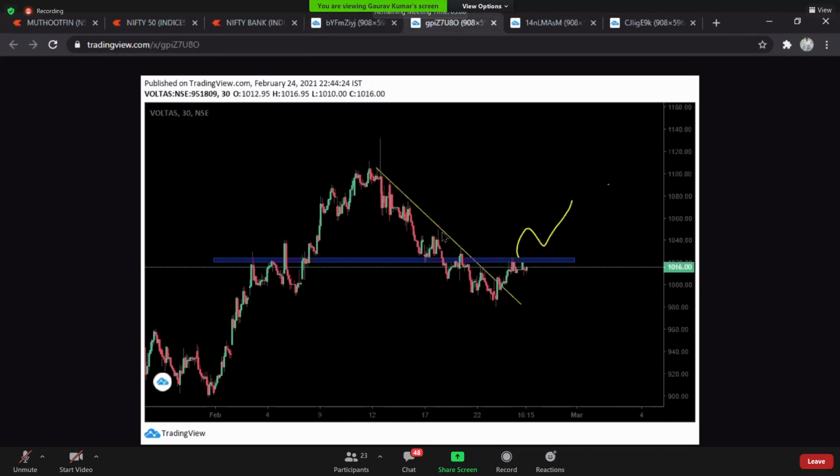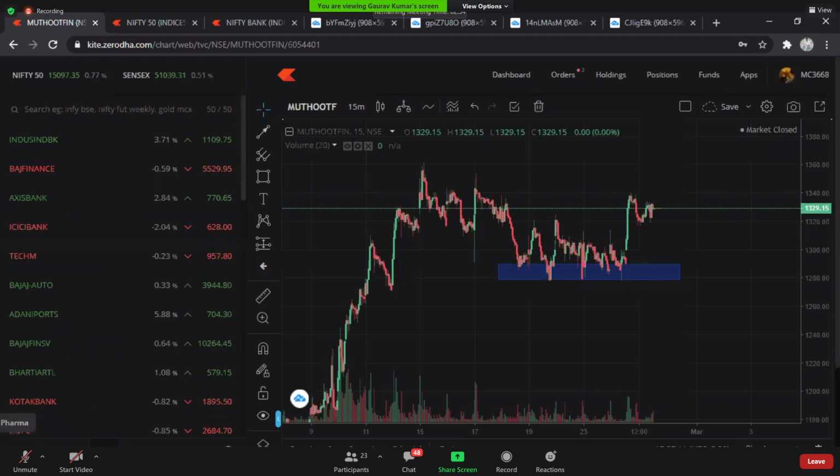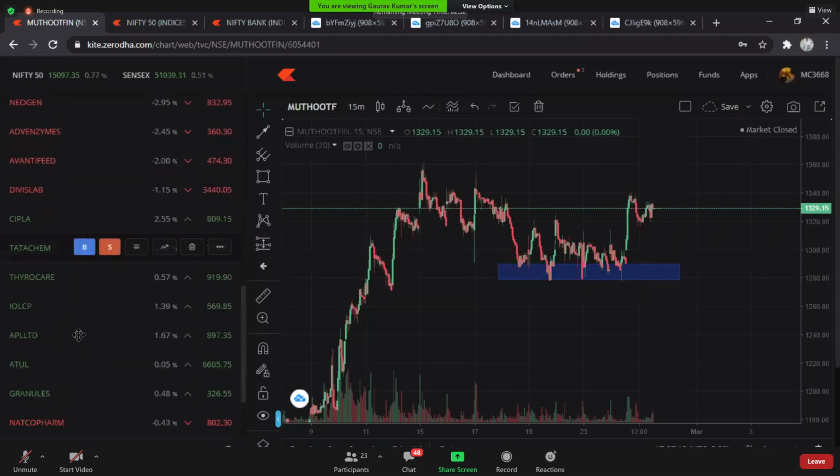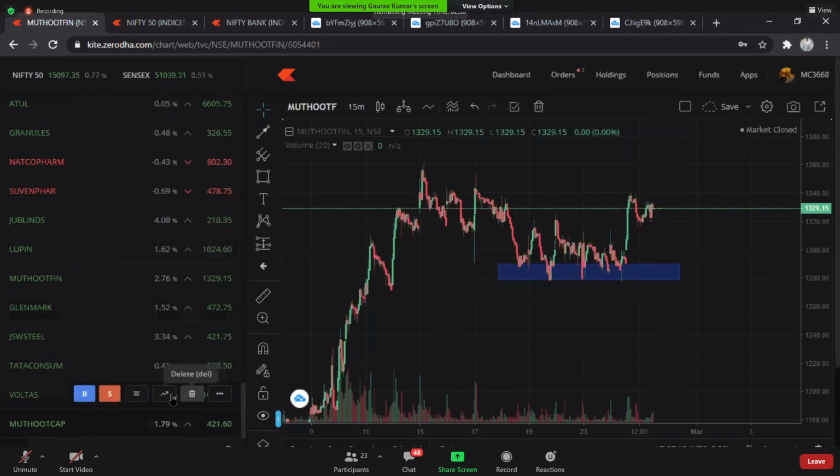And this is Voltas. You can see a flag kind of pattern. This is a pole. This is my falling channel. Breakout had happened. And where is Voltas today? Let's see. Yes, Voltas went almost 4% upwards.